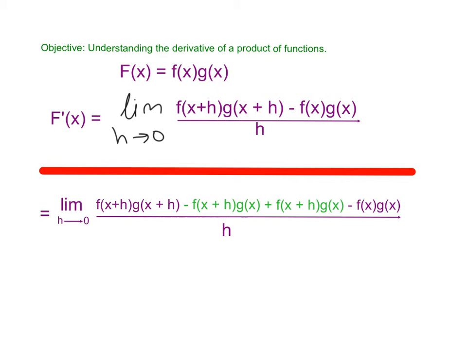Now, here's the thing with this one. I don't know how they came up with this. I have no idea. Mathematicians are super crazy smart. So the mathematicians decided we're going to subtract f of x plus h, g of x, and then add it in as well. So they're adding and subtracting this term, f of x plus h and g of x. Why they decided to do that, I have no idea. But the mathematicians said that's a good idea.